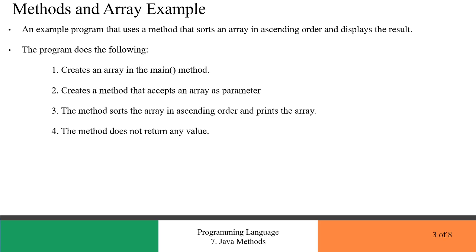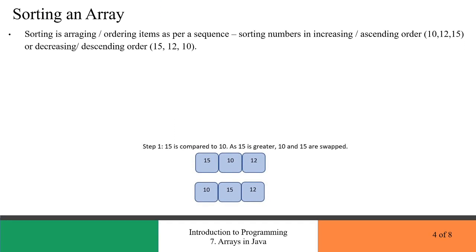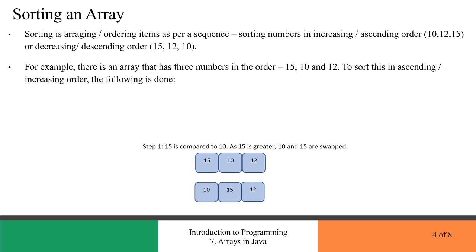Before writing the example, let us have a look at the logic in which sorting is done. Sorting an array. Sorting is nothing but arranging or ordering the elements of the array as per a certain sequence. The numbers can be sorted in increasing, which is the ascending order, or decreasing, which is the descending order. Thus, if there is an array that has numbers 15, 10 and 12, sorting it in ascending or increasing order would mean arranging the elements in the order 10, 12 and 15.